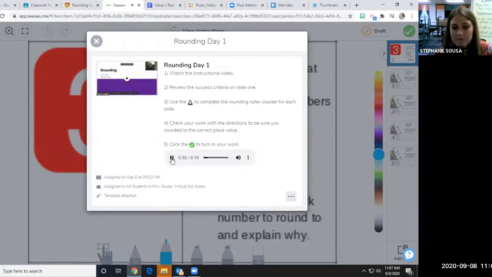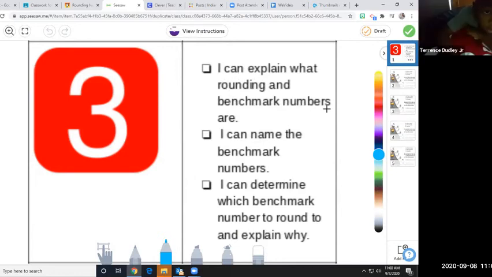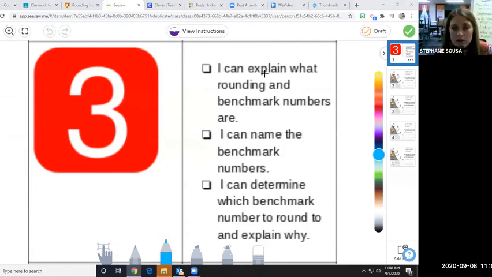Watch the instructional video. Done. Step 2. Review the success criteria on slide 1. Haven't done that yet. Okay, let's see. I can explain what rounding and benchmark numbers are. Yep, rounding is moving closer to a benchmark number. Benchmark numbers have zeros in them and make it easier to use. Okay, so I've got that down. So let's watch the rest of the directions.